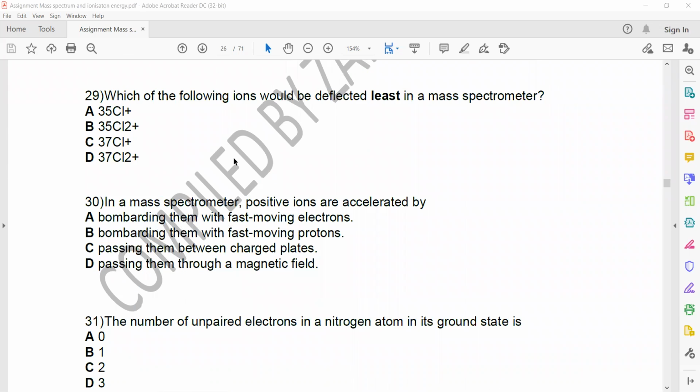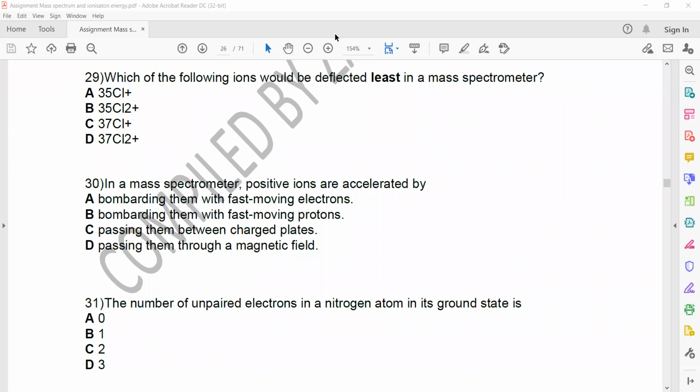Which of the following ions could be deflected least in a mass spectrum? So the deflection: lighter ions deflect most and the heavy ones deflect the least. In terms of mass to charge, the one which has the smallest value of mass to charge will deflect more. The one which has a higher value of mass to charge will deflect less.